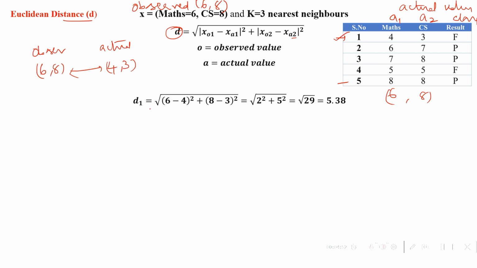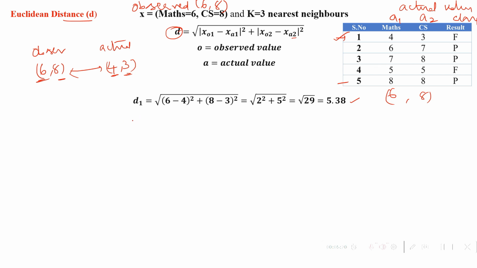Now D1 equal to square root of the observed first value minus the actual first value, that is 6 minus 4 whole square, plus the observed second value minus the actual second value, that is 8 minus 3 whole square. That is equal to square root of 2 square plus 5 square, equal to square root of 29, which is equal to 5.38.